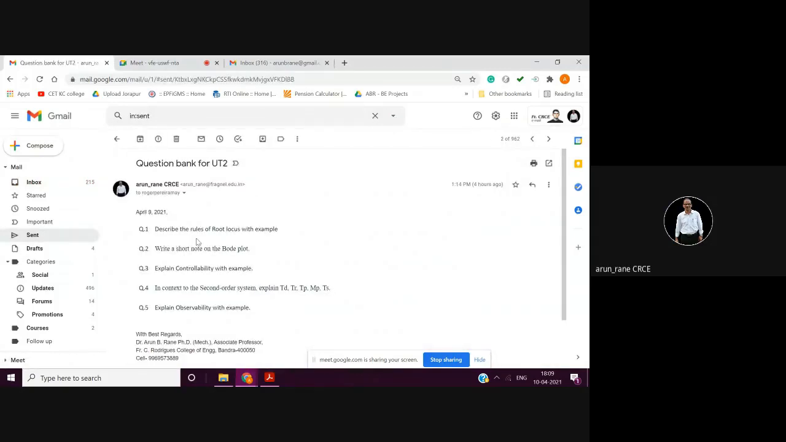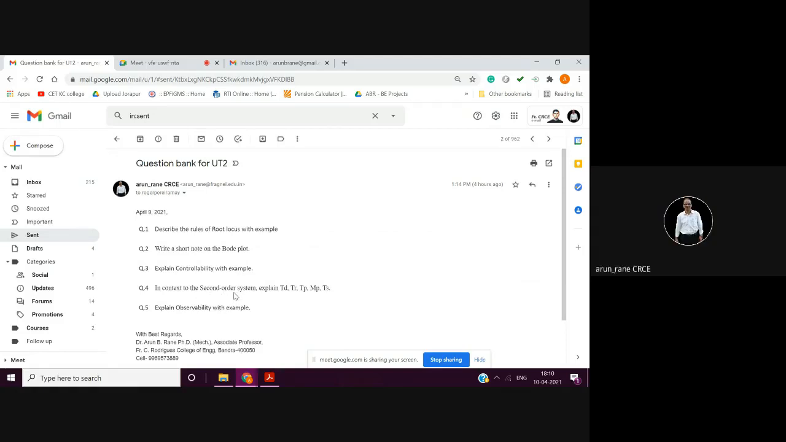Describe the rules of the root locus with example. So rules of the root locus with example means 8 rules and an example. Write a short note on the Bode plot: what is the use of it, what is the advantage, logarithmic, and how it can be helpful for determining the stability of the system. Then explain controllability with example, and explain observability with example. Two separate questions.